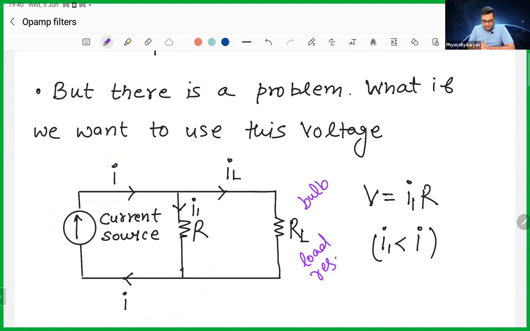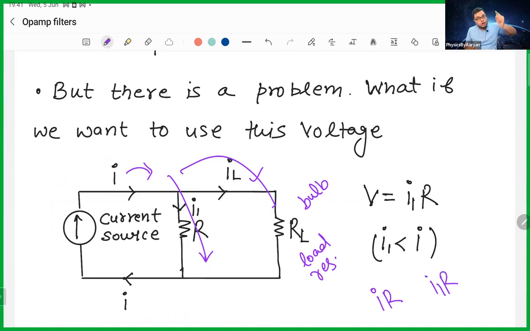Now the problem is that the current I was coming. So now not the entire current I will go here. Some current will go here and some current will come to the bulb. So the voltage of this thing will change. This voltage will not remain IR. This voltage will become I1R, because now not all the current is going through this.